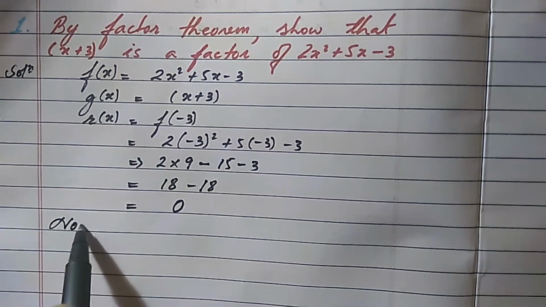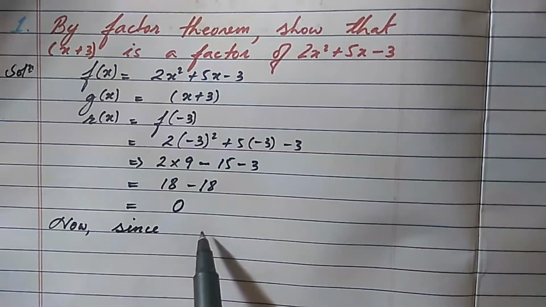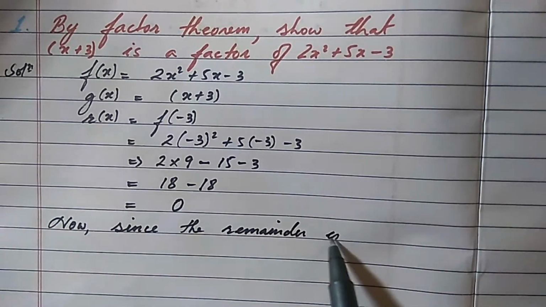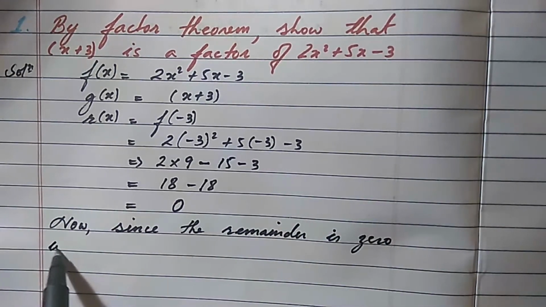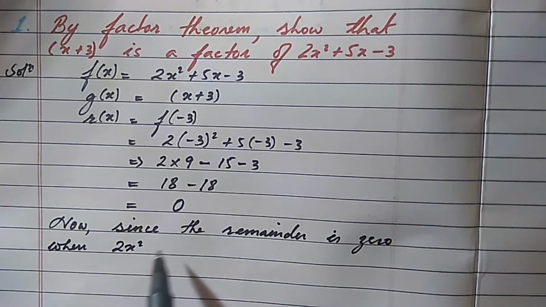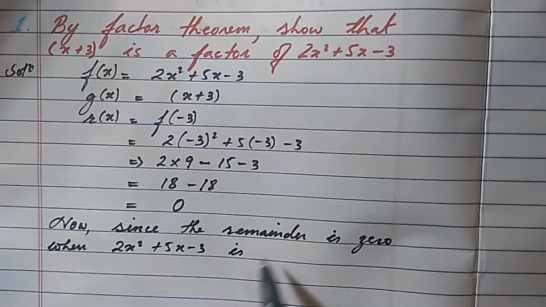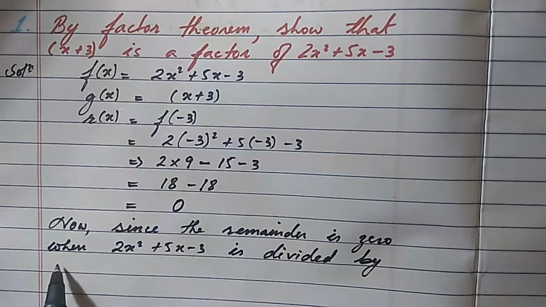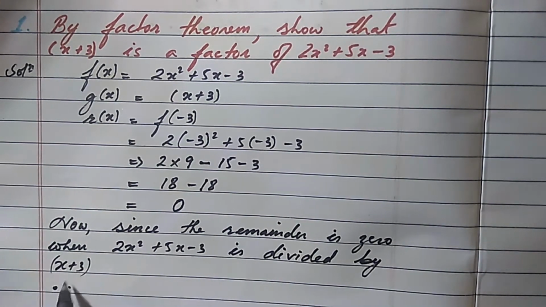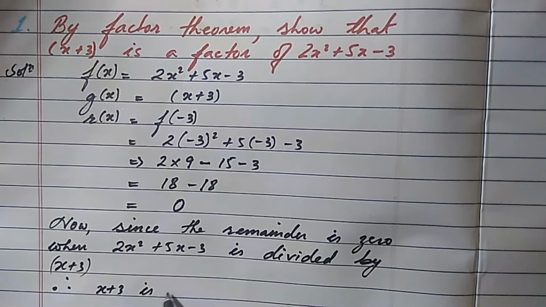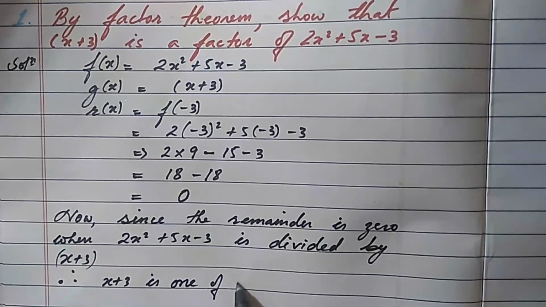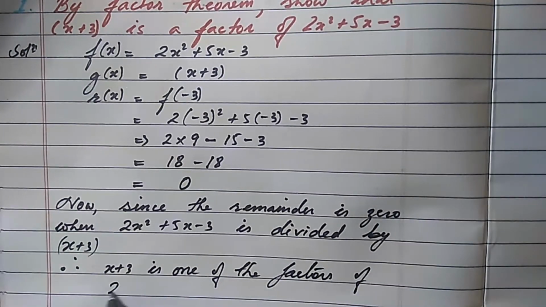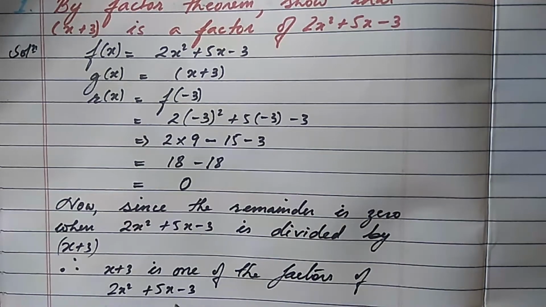Now, since the remainder is 0 when 2x squared plus 5x minus 3 is divided by x plus 3, therefore x plus 3 is one of the factors of 2x squared plus 5x minus 3.